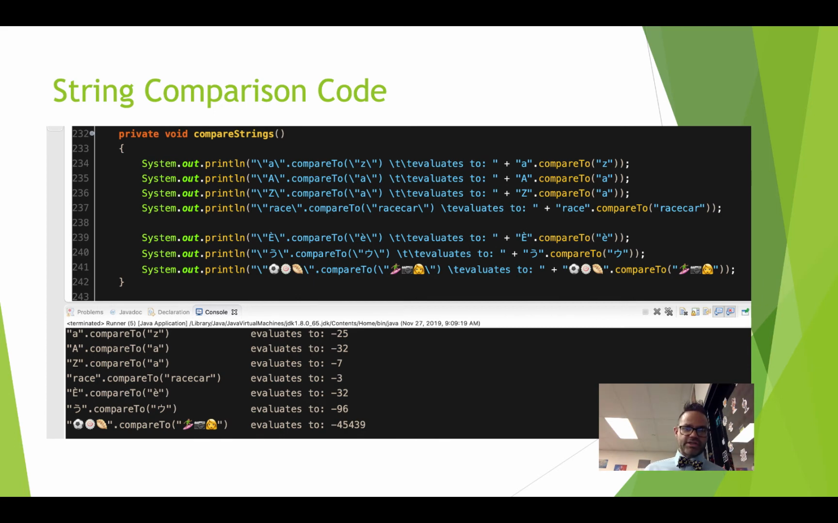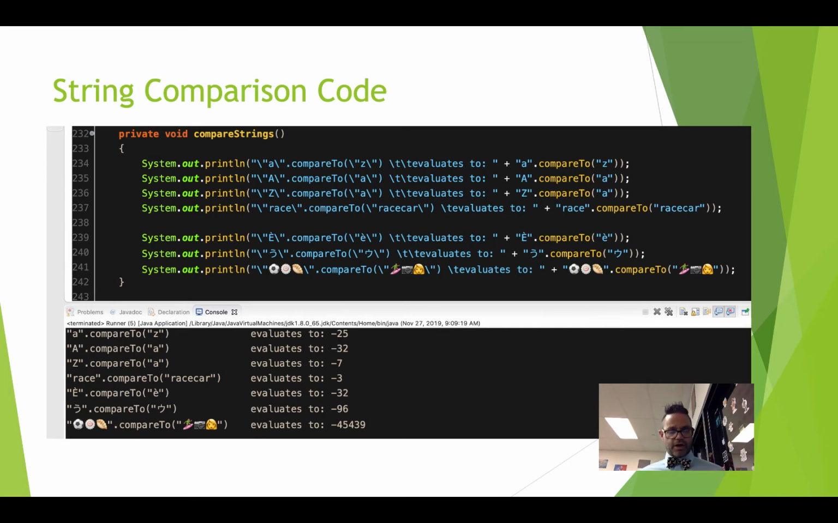Now, if we have the A to Z, we have the value, it's negative 25. A compared to a, negative 32, because capital A comes before lowercase a, so it's a negative number. We have Z compared to lowercase a gives us a negative 7 because big Z is 7 before lowercase a. Then we have race and race car. Race is negative 3 compared to race car, because that was extra letters. Those 3 extra letters means there's 3 more spots to compare, and that's where we see that value on that. Not very helpful, but it's there.